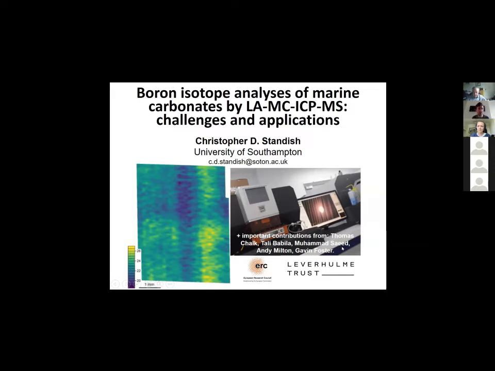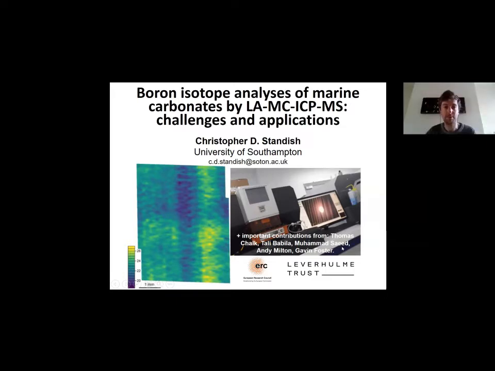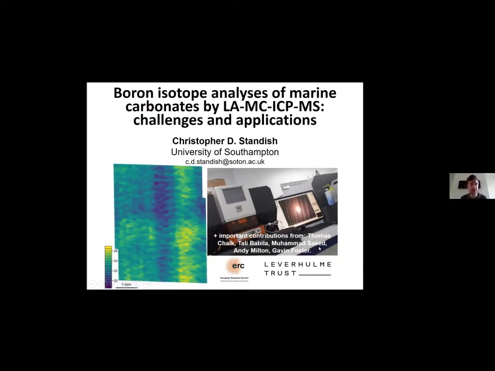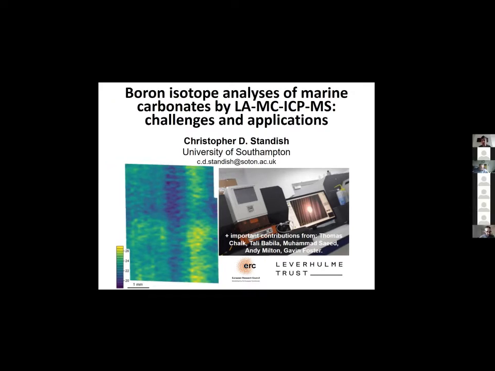So yeah, I'm going to be talking about my work on boron isotope analysis by laser ablation multi-collector ICP-MS. The geochemical signature of marine carbonates is thought to be representative of changes to ocean chemistry, with the boron isotope ratio, which is 11 boron over 10 boron, typically expressed in delta notation, commonly employed as a seawater pH proxy.